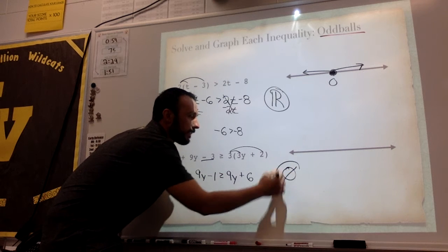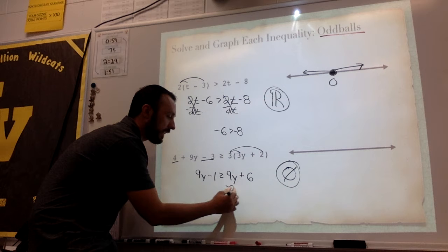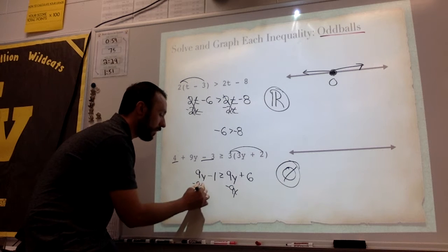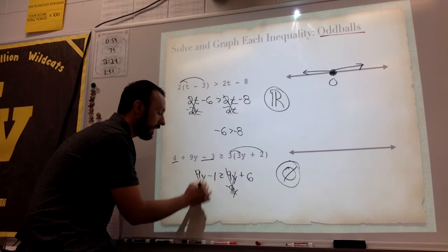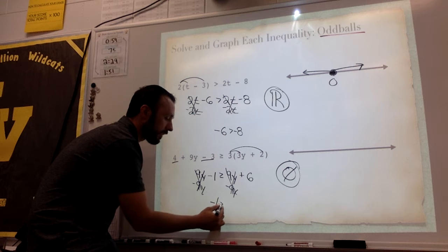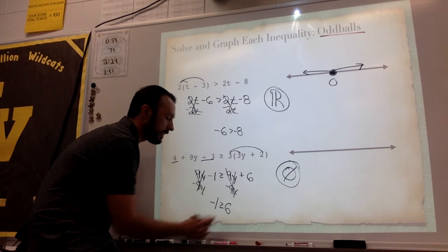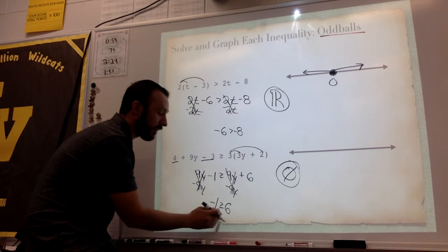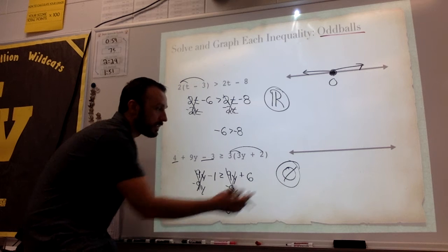If we want to take it a step further, we can subtract 9y, our 9y's cancel out, and I'm left with negative 1 is greater than or equal to a positive 6. Is negative 1 greater than or equal to positive 6? No, so that's a no solution.